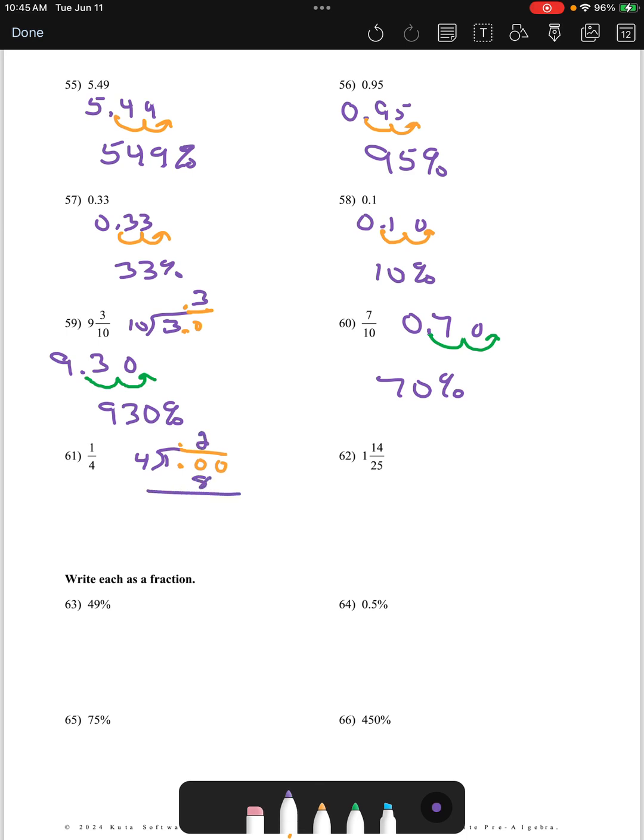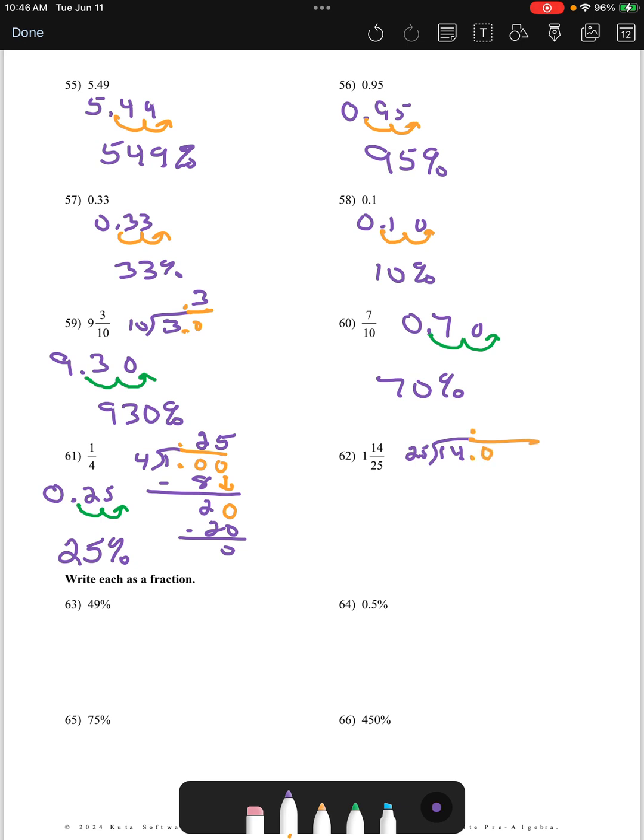1/4. So 1 divided by 4. 4 will go into 10 twice with a remainder of 2. We have to add an extra 0 and drop it. I knew I would need it, that's why I already wrote it. 4 goes into 20 5 times with no remainder. So 1/4 is 0.25. That's the decimal midpoint. To get to our percentage, we now move that decimal point right 2 places, and 0.25 is 25%.